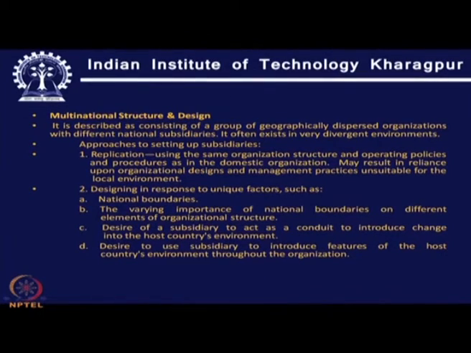When we are discussing the newer types of design for organization, what comes first is multinational structure and design. In multinational structure and design, what is happening? A group of geographically dispersed organizations with different national subsidiaries, described as organizations which often exist in divergent environments.